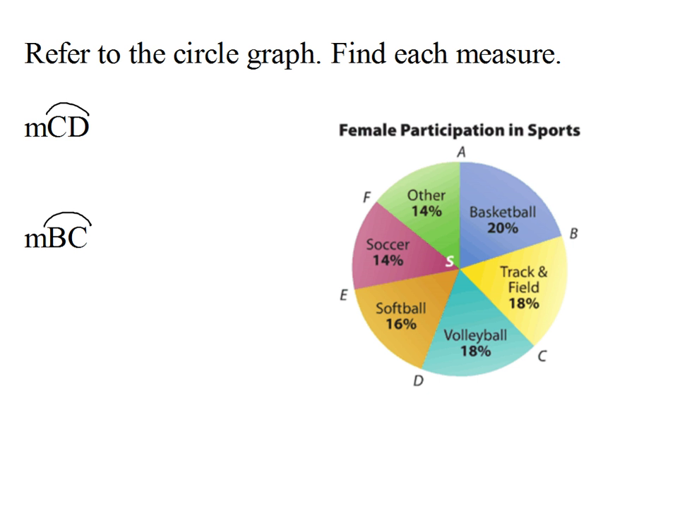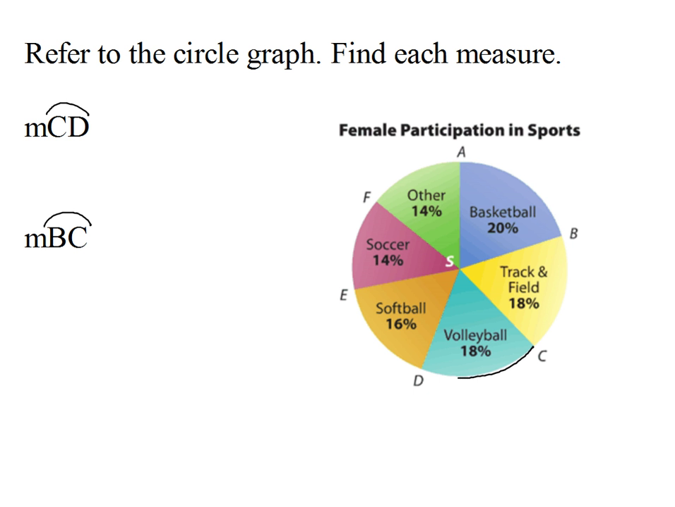We need to refer to the circle graph. We need to find each of the measures. So we're going to find the measure of arc CD, and we're going to find the measure of arc BC. Now, in a circle graph, they give you everything as a percent. This is percent of an entire circle. And remember, a whole circle is 360 degrees.